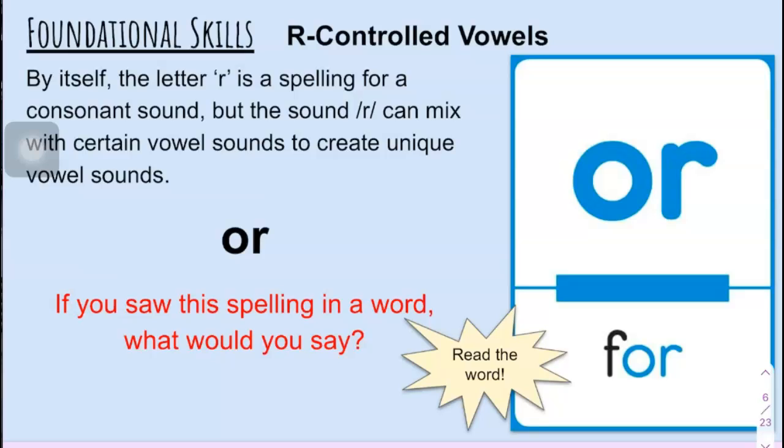So if you saw O-R in a word, what would you say? Let's read the word down below. For. It sounds like or, and you can see the power bar is pretty large. So this is a pretty common spelling for this sound combination.